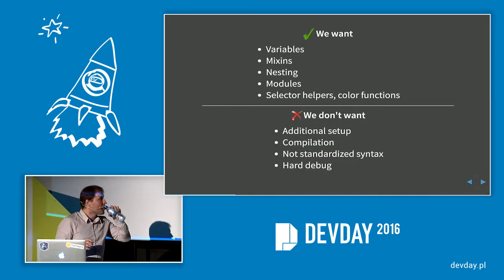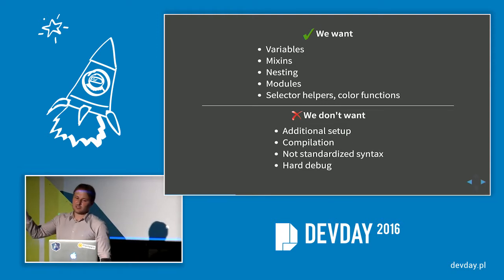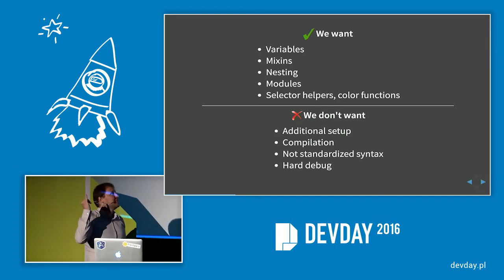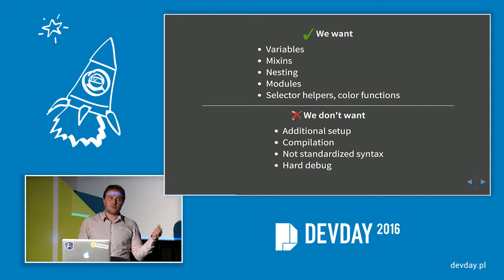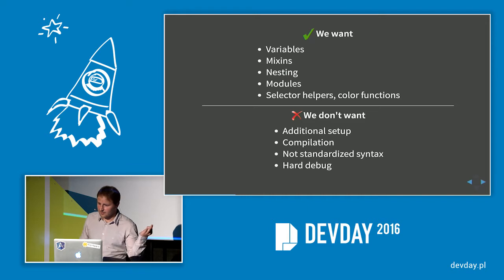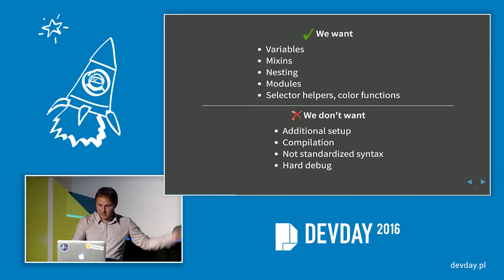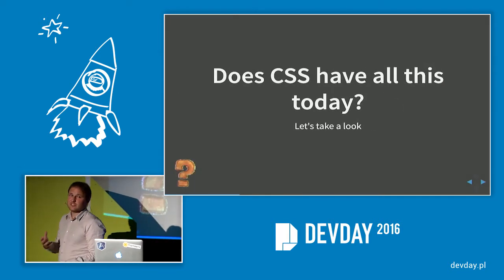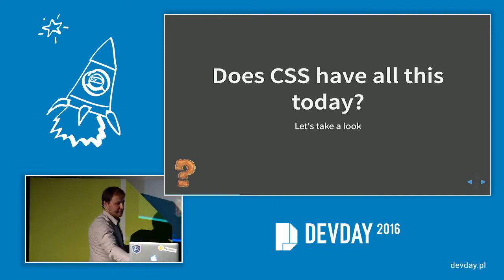Let's summarize. What do we want? Variables, mixins, nesting, also modularity, and some handy things like selector helpers and color functions. What don't we want? Additional setup and compilation, they all take time, and non-standardized syntax, and of course this hard debugging. So, does CSS have all these things today? To answer this question, we'll see the next slides.